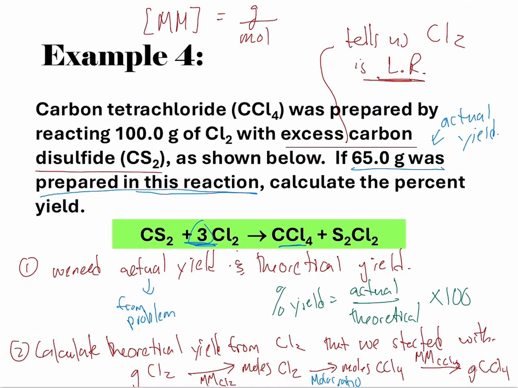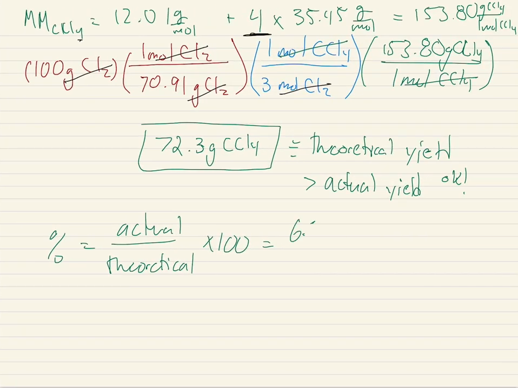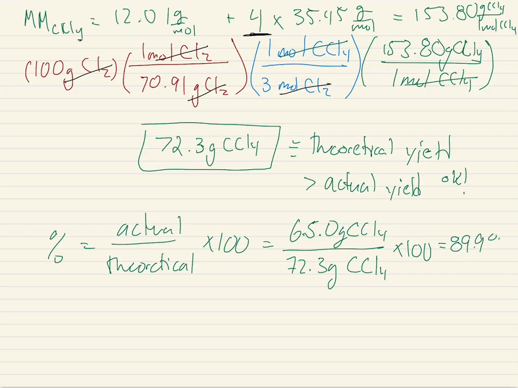So we have 65.0 grams CCl4 over 72.3 grams CCl4 times 100. And what percent did you guys get when you did that? 89.9%.